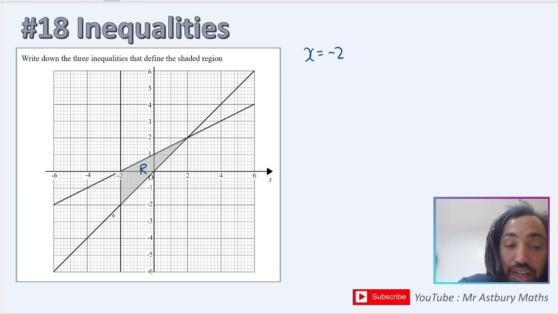This diagonal line here has a gradient of 1, because for every 1 you go across, you need to go up 1 to get to the line. It goes through 0, 0, so that's the line y equals x.